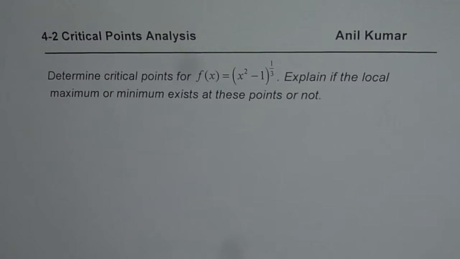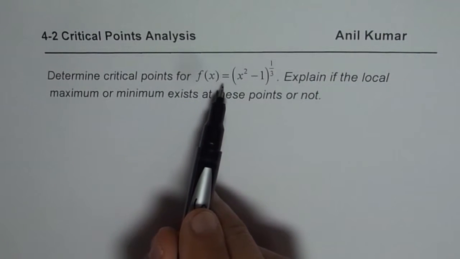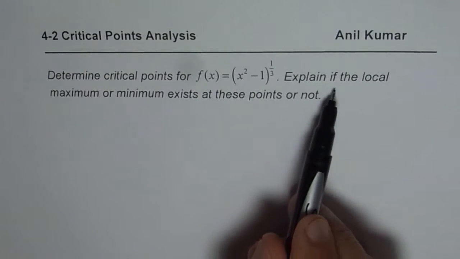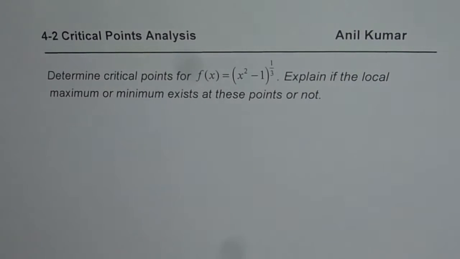I'm Anil Kumar, and in this video we'll analyze the critical number, find the critical points, and then check: do we have a local maximum or minimum at these critical numbers or not? So the question here is: determine critical points for f of x equals (x squared minus 1) to the power of 1 over 3. Explain if the local maximum or minimum exists at these points or not.